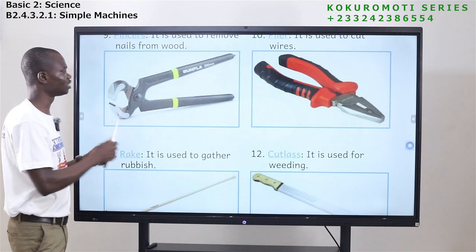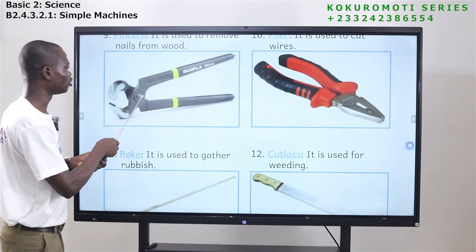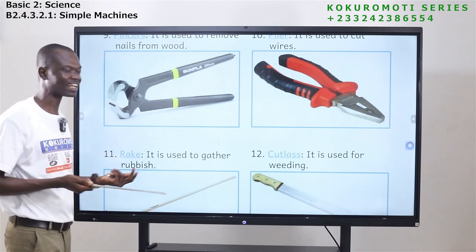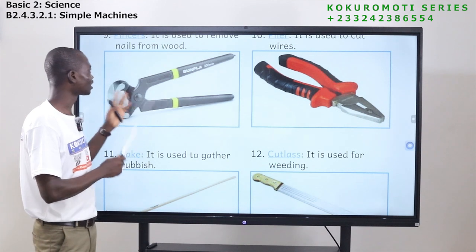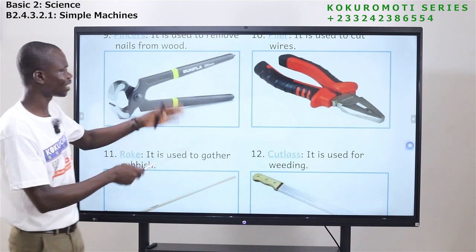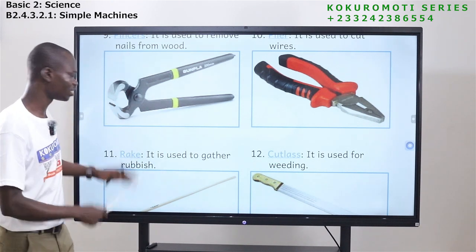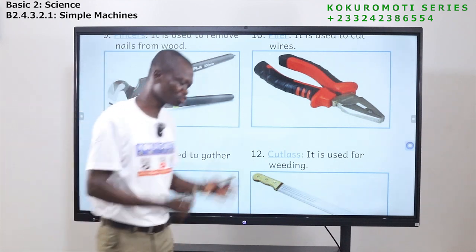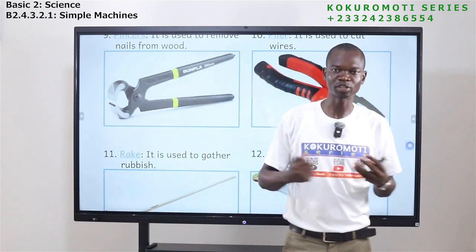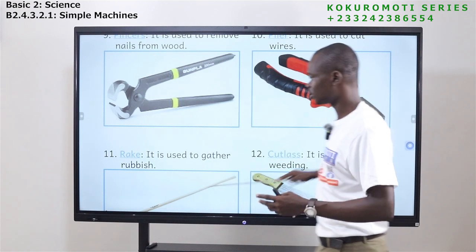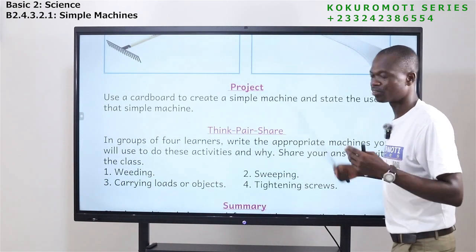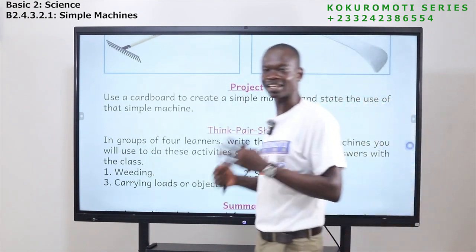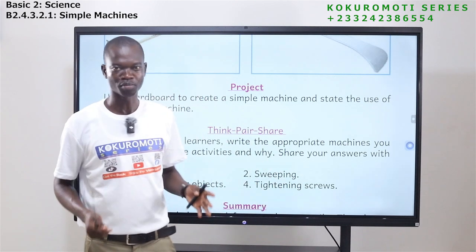Look at them. Do you need light before you can use a broom? You don't need light. Do you need light before you can use these pincers? No. Plier? No. Cutlass? No. Rake? No. But they are machines. Very simple. Simple to use. Easy to use. They help us to work faster. That is what we have learned today. At least we have learned about more than 10 examples of simple machines.